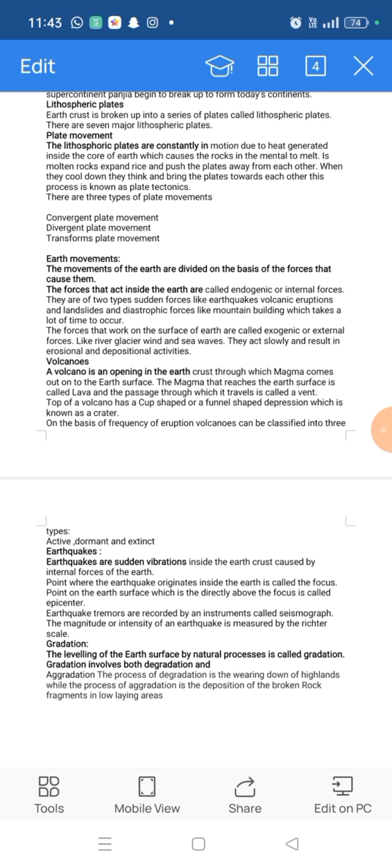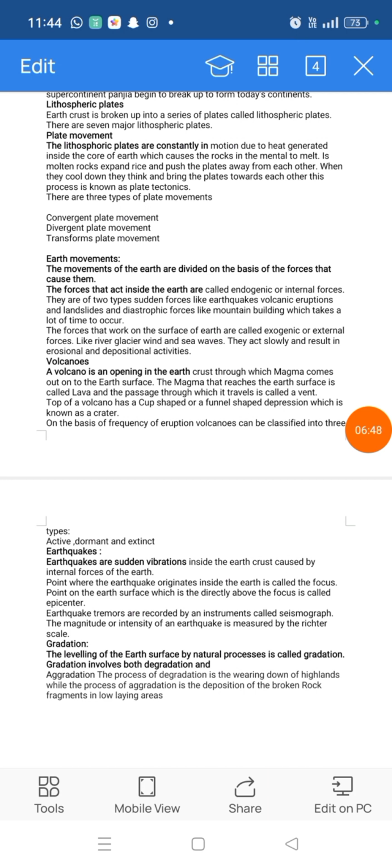So earthquake tremors are recorded by an instrument called seismograph, and the magnitude or intensity of an earthquake is measured by the Richter scale. The numbers on the scale range from 0 to 9, and earthquakes which are of magnitude 7 and above are very destructive and cause heavy damage to life and property. So the Bhuj earthquake and the Turkey earthquake are well discussed in the class, right? So next is gradation.